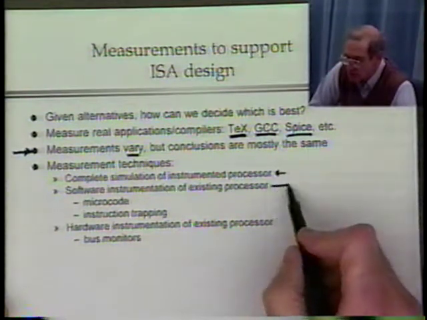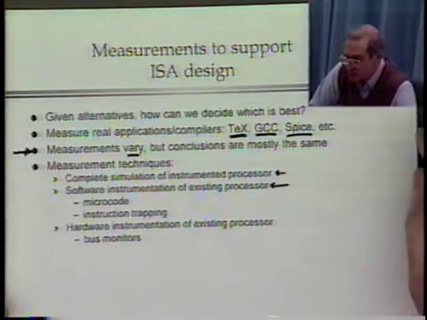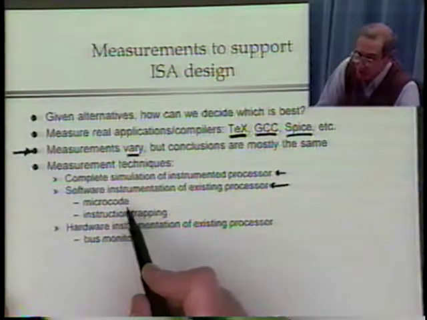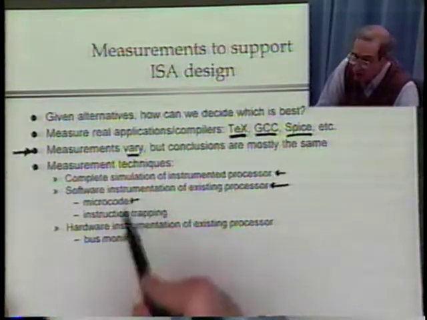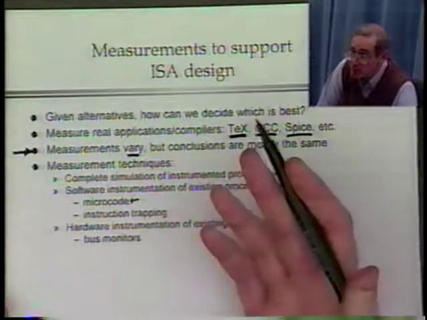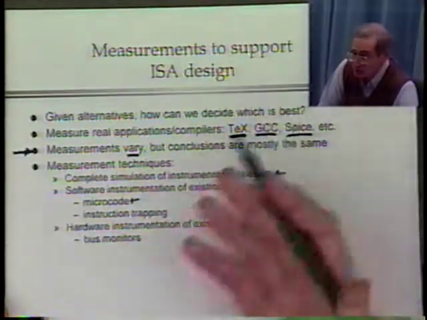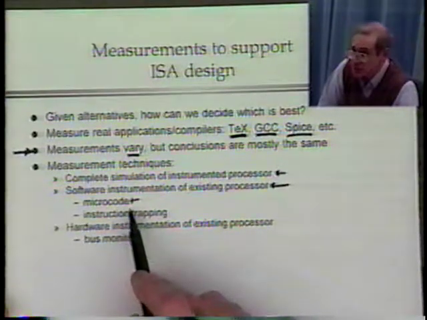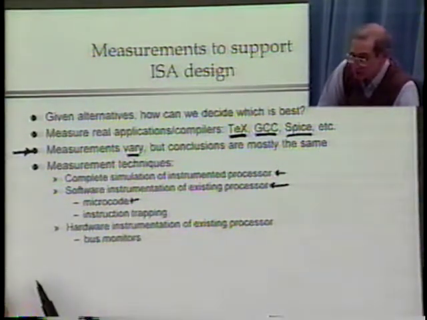Another way is to add software to an existing processor. If the processor is microcoded, you can add stuff to the microcode that collects statistics about instruction execution. It may slow down the processor, but you don't care. What you're interested in for these kinds of measurements is not time, but counts, the number of times things happen.